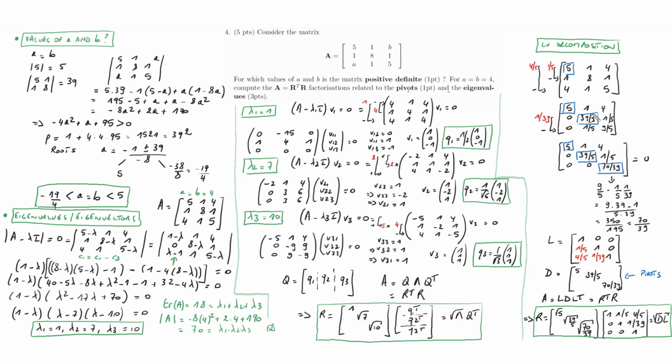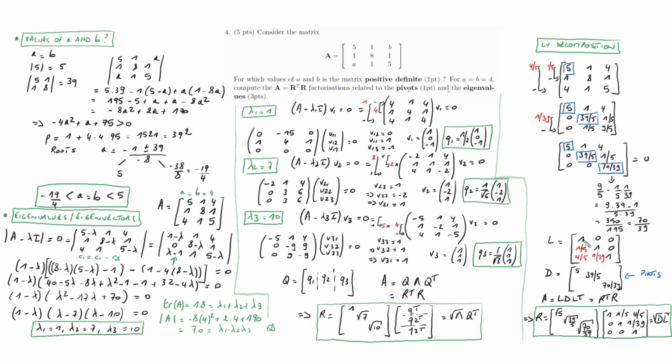We have a new pivot over here that is indeed again positive. We need to create a 0 over here, and therefore we have a new multiplier. The computations are a bit heavy, but not that difficult, right? And you obtain U over here. Here are the pivots, and again they are positive, so it's again a check that this matrix is positive definite for a equals b equals 4, right?